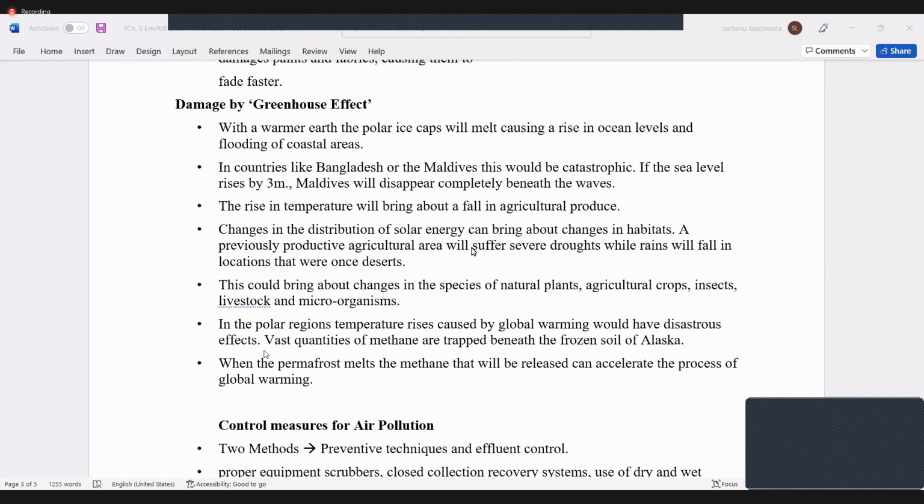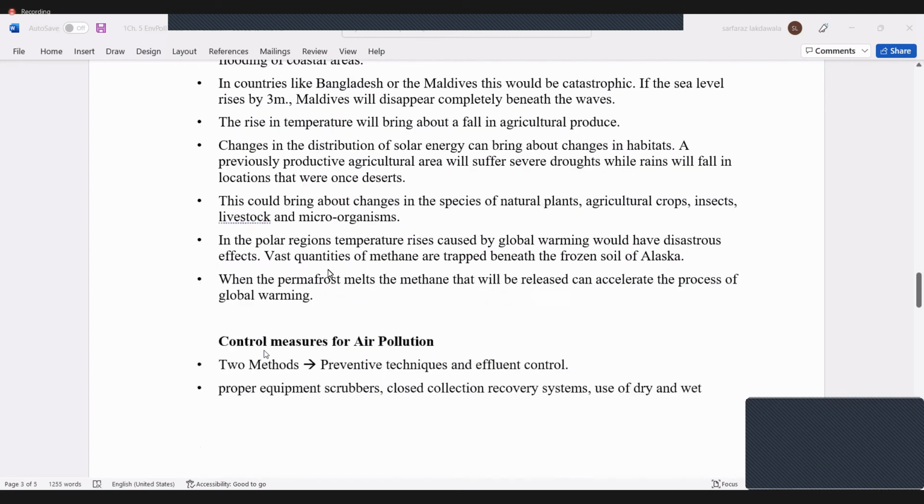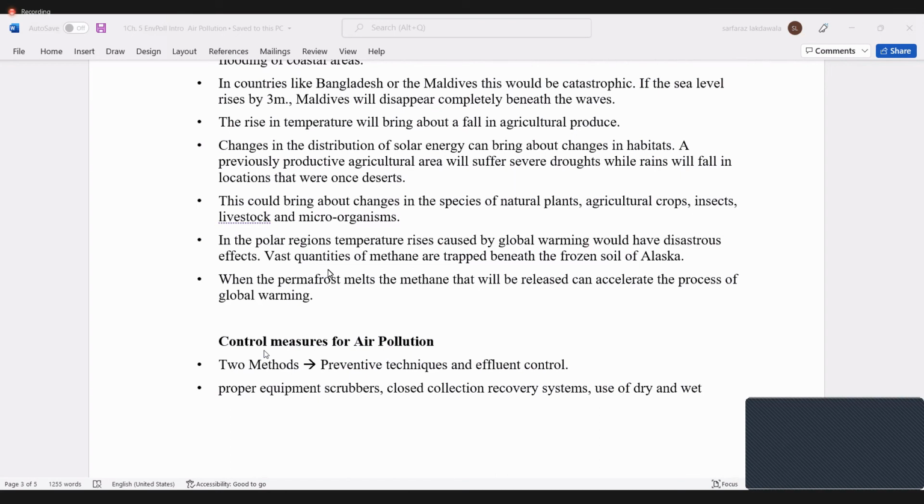weather, and this drought will stop any vegetation from growing over there because of a lack of water. And there will be rainfall in areas like the desert where the soil is not fertile or nutrient enough to support growth. This could bring about changes in the species of the natural plants. Obviously, the plants which are growing there will change, adapt themselves. Agricultural crops, insects, livestock, and microorganisms will change their habitat from one place to another.